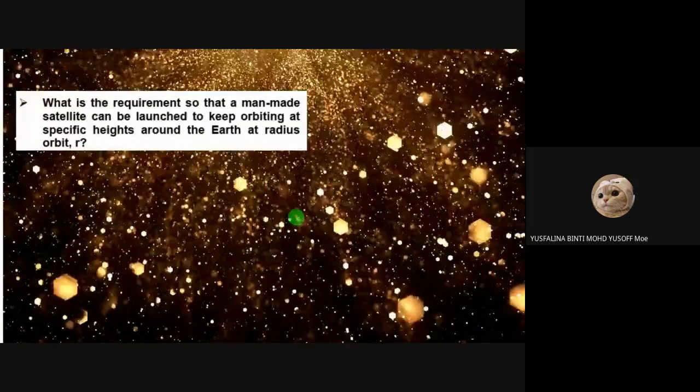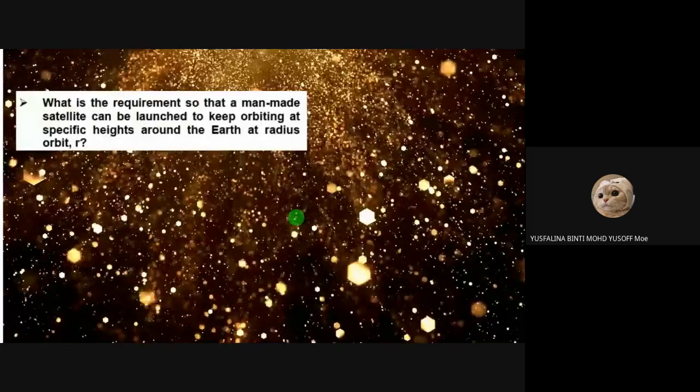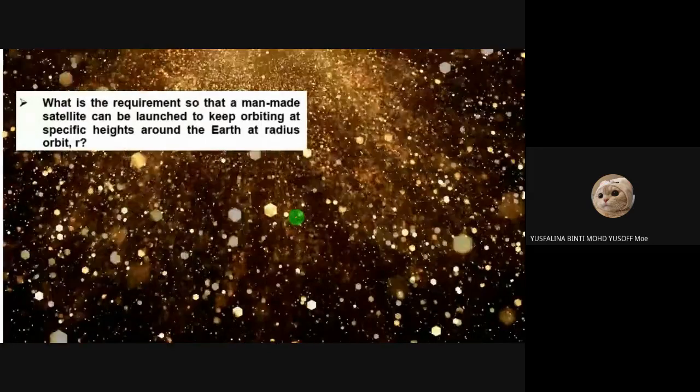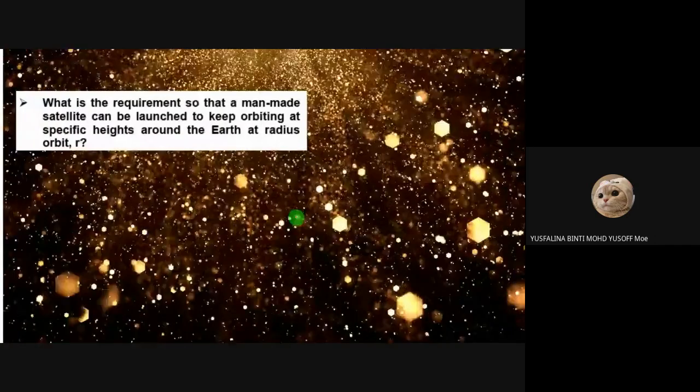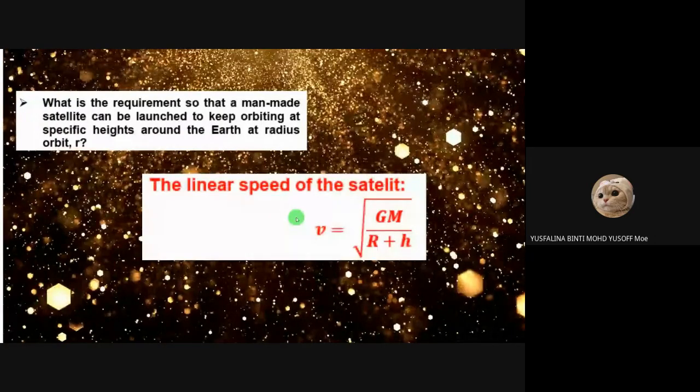All right. So what is the requirement so that a man-made satellite can be launched to keep orbiting at a specific height around the Earth at orbit radius r? So the requirement is the linear speed of the satellite. You have to know the linear speed of the satellite to make sure that it keeps orbiting in the same orbit and will not collide with other satellites, and also that it will keep rotating at the specific height. So what we need, you need to know the linear speed here.